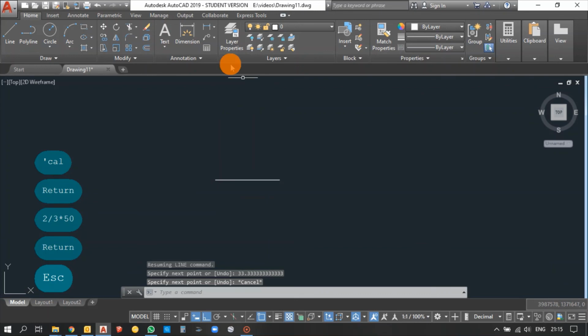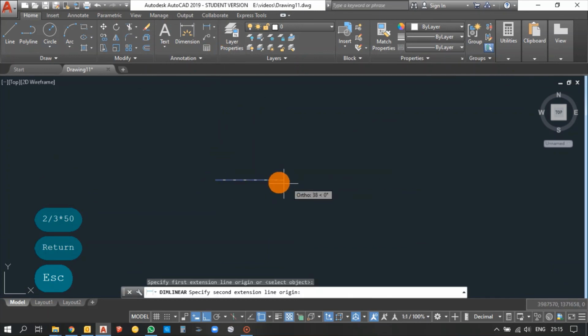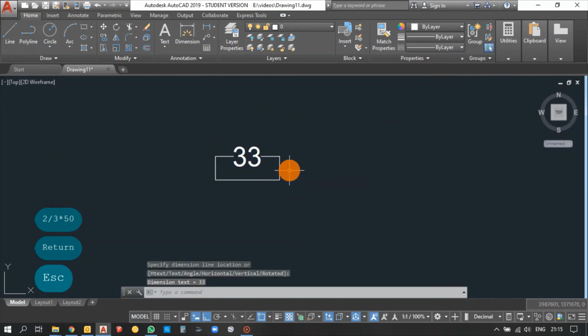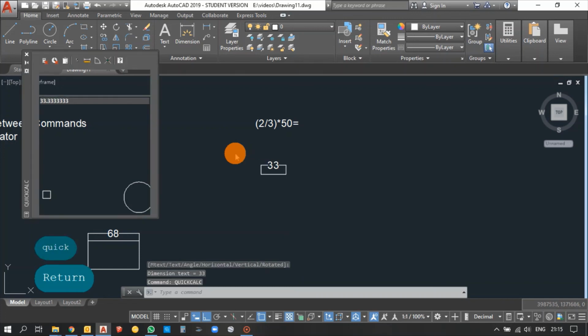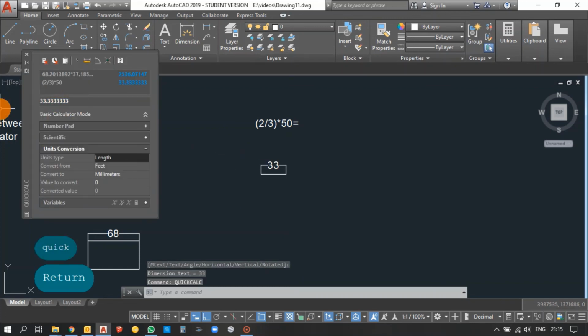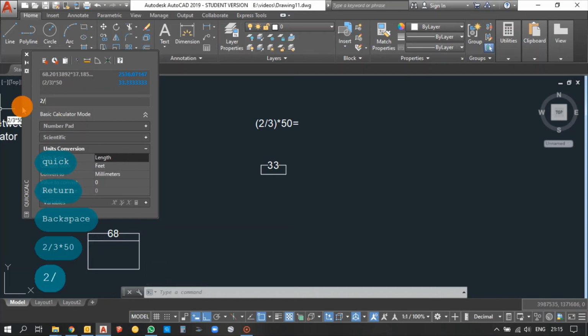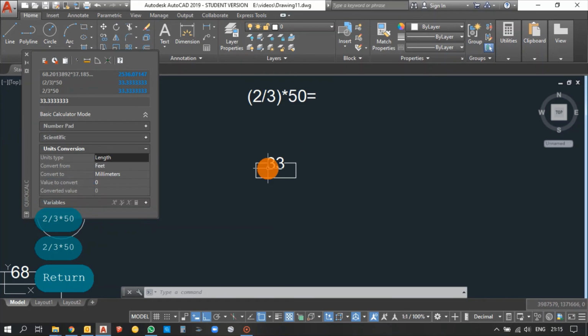My line has come out, and let's check the measurement. It is 33 mm. With this same equation, check with the quick calculator now. My command would be 2 divided by 3 into 50. It is 33.3. So we have got the exact measurement with the command as well as in the quick calculator. Thank you.